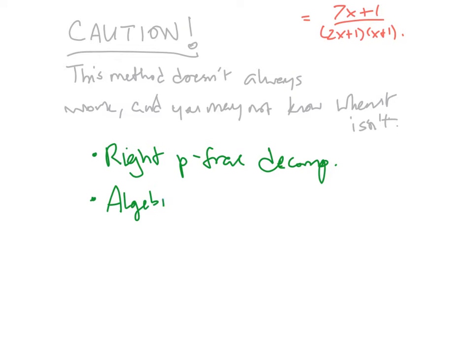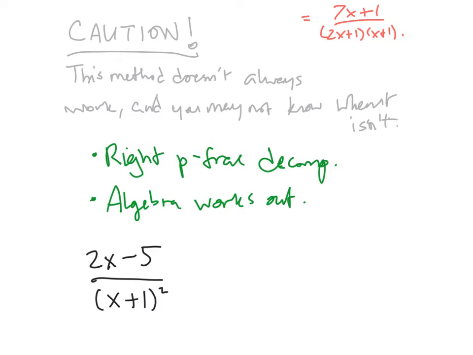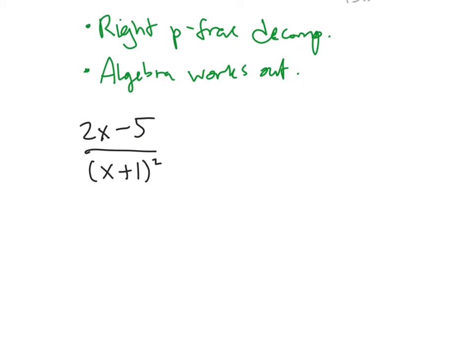Now, when I say the algebra has to work out, what do I mean? Sometimes you might have the right partial fraction decomposition, but Nicoles' method just doesn't give you enough information to figure out what the coefficients are. So just as an example of that, let me give this rational function here. So let's try 2x minus 5 over x plus 1 squared. Okay, so a good partial fraction decomposition of that would be a over x plus 1 plus b over x plus 1 squared.